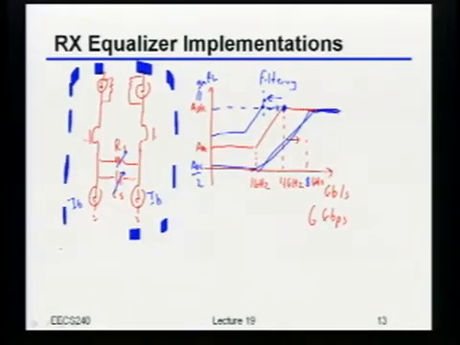Short at low frequencies. Yeah, you want it to have low impedance at low frequency and high impedance at high frequency. Can anybody think of a network that does that? Inductor? Yeah, it's just an RL, right? Just looks something like this.